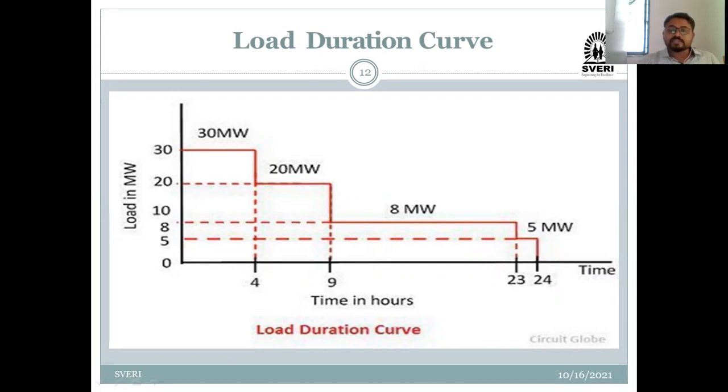Okay, then did they say there that this 30 megawatt should come in the morning, or this 20 megawatt will appear in the morning, this 8 megawatt will appear in the afternoon, 5 megawatt is in the evening? They have not said like this.